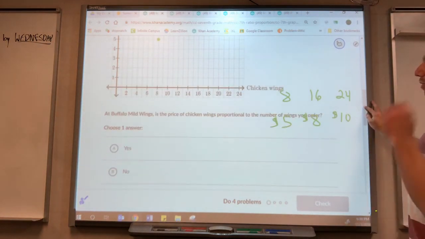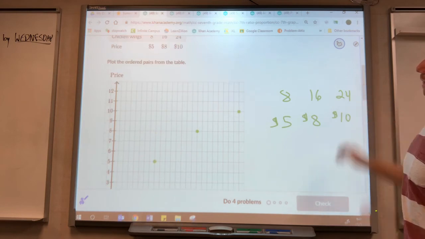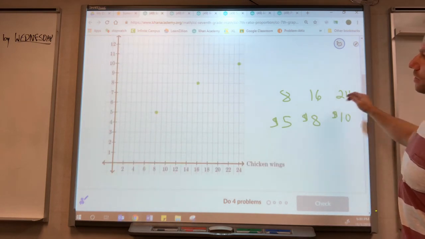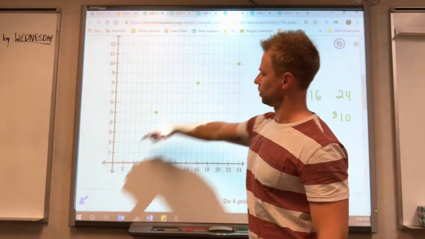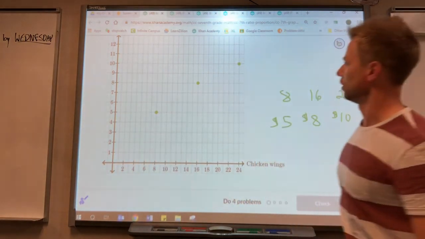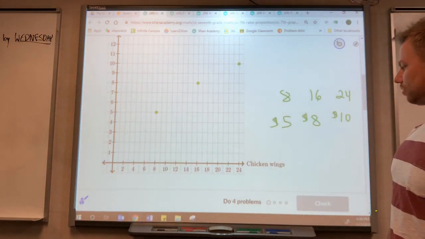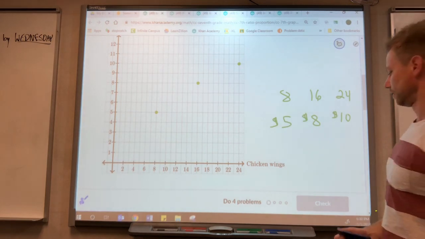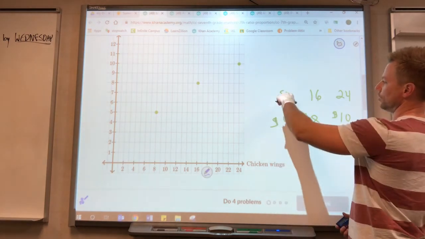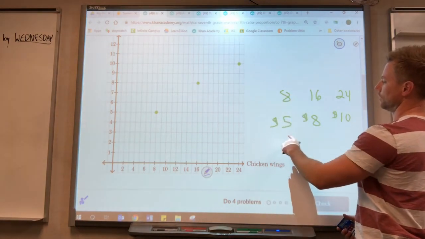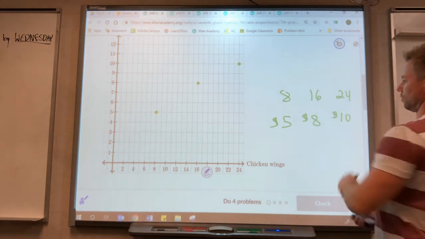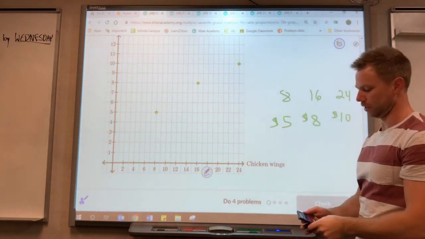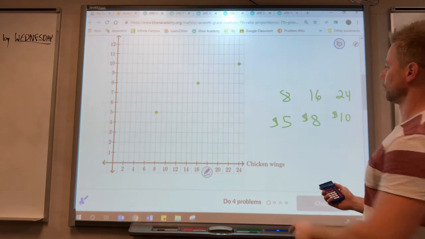All right, at Buffalo Mild Wings, is the price of chicken wings proportional to the number of wings that you order? So we can look at the graph. Does this look like a straight line that goes through the origin, (0, 0)? It looks like a straight line, but it does not look like it goes through the origin. So I don't think it's gonna work. The other way we can tell for sure, if we do the bigger number divided by the smaller number, we should get the same ratio each time. That would be our unit rate or our constant of proportionality.